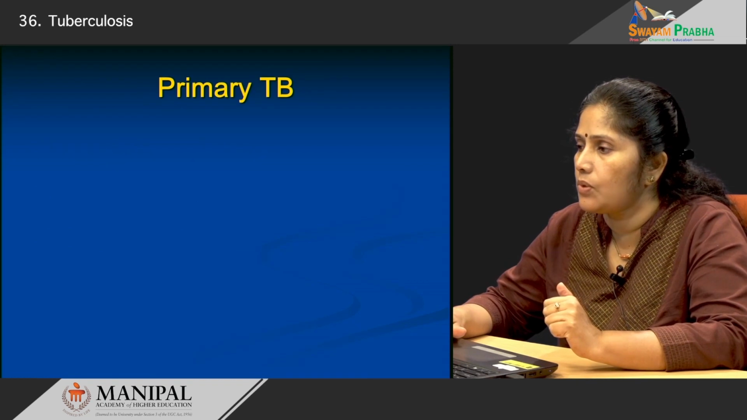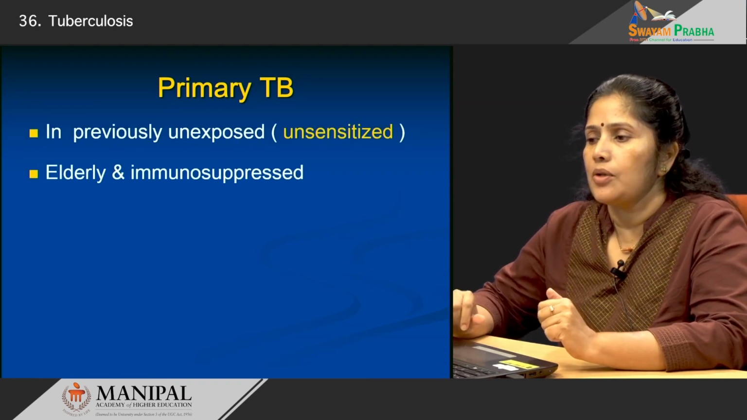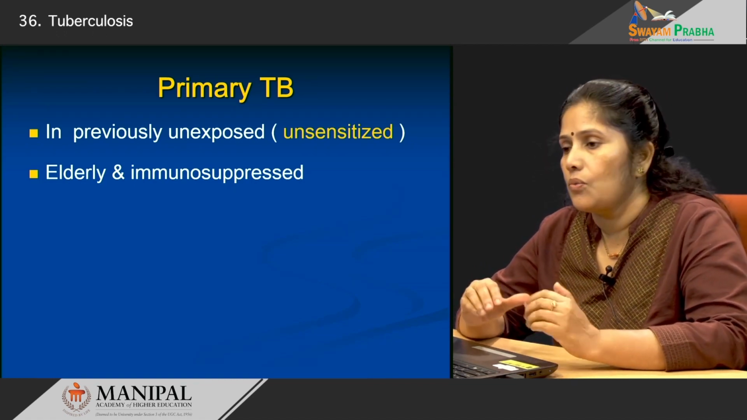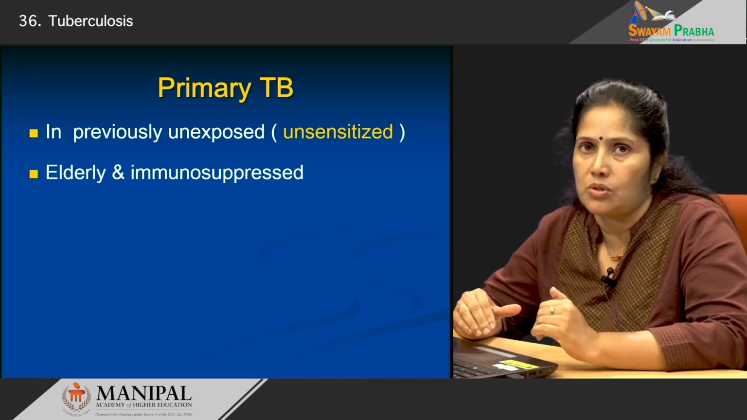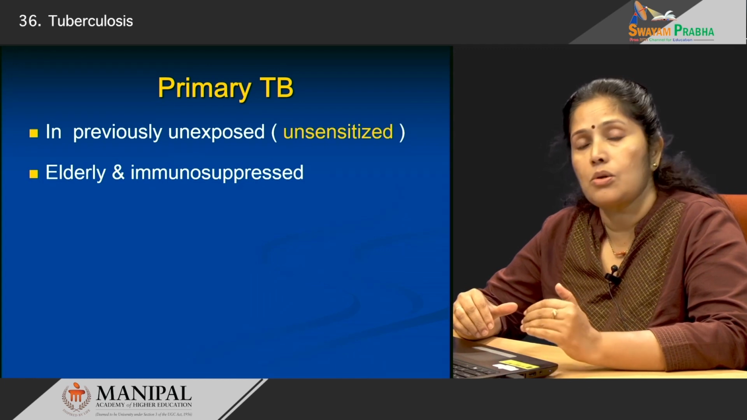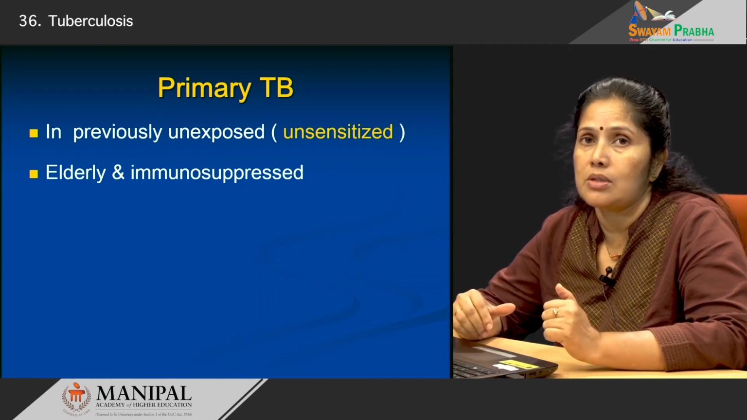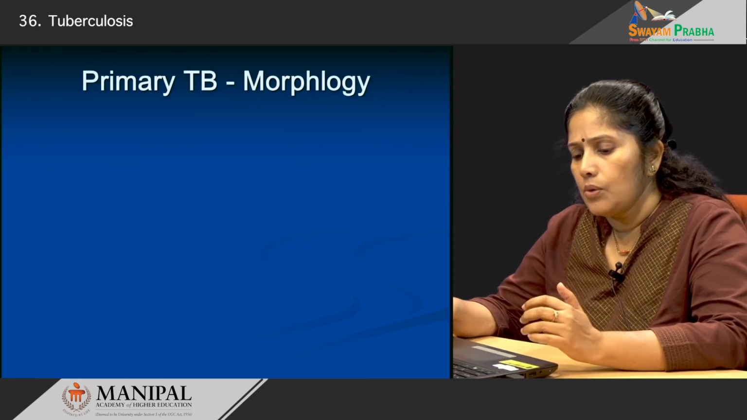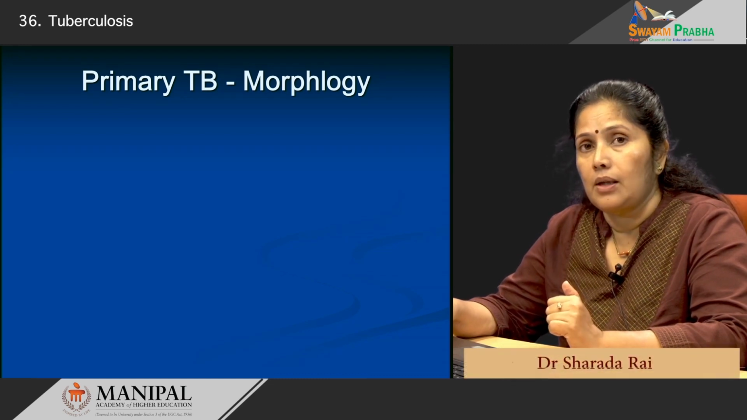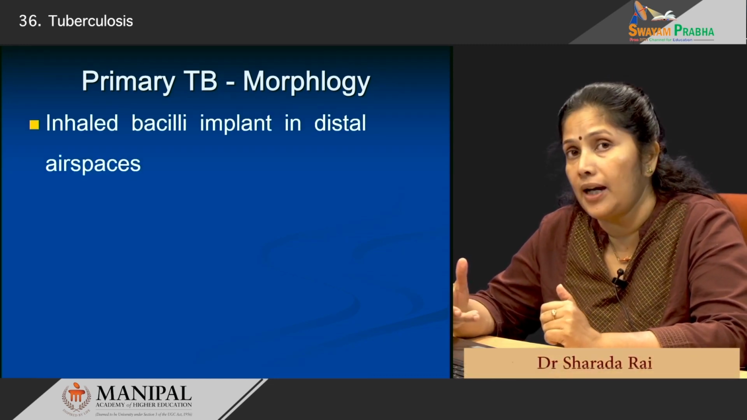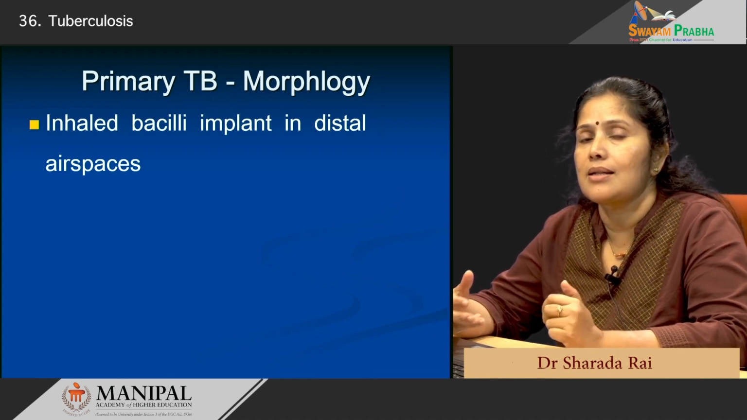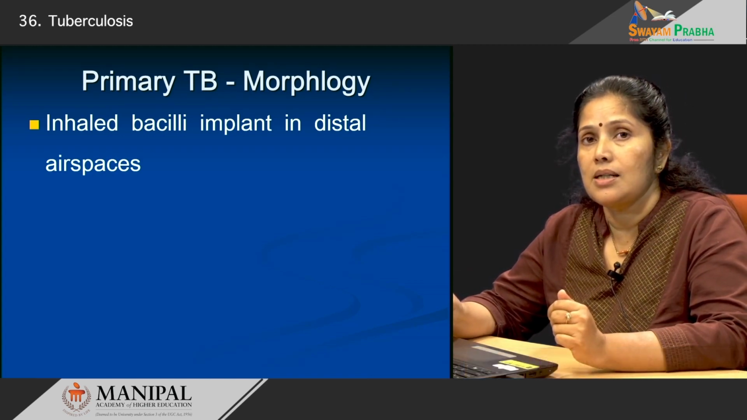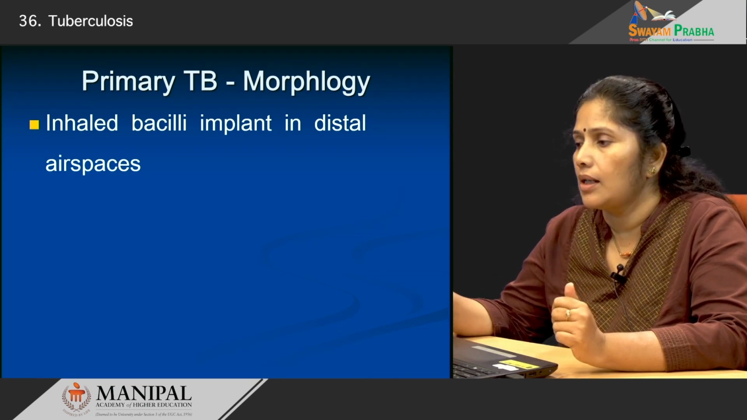So, let us start first with primary tuberculosis. Primary tuberculosis occurs in patients who have not been sensitized to this disease, which means it occurs in previously unexposed patients, and also the elderly and the immunocompromised are prone to developing primary tuberculosis. Now, how does this disease reach the lung? It is mainly inhaled. Via a droplet infection, the bacilli are inhaled, and from there they reach the distal airways.